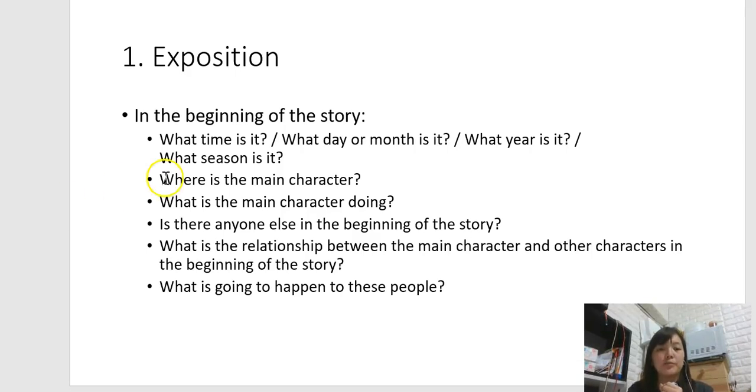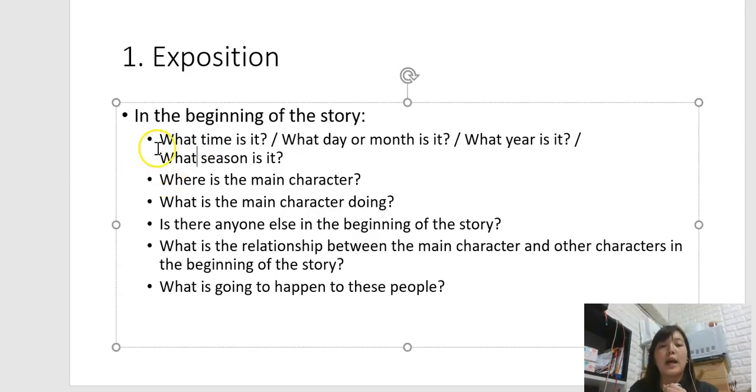Exposition. What is exposition? It's the beginning of the story. So ask yourself this question. What time is it? What day, what month, what year is it? What season is it? So these would actually affect how the story is developed. Okay, is it present? Is it in the past? Or is it in the future? Think about time setting. And afterwards, where is the main character? In which country, which city, or a particular location? Okay, think about it. Where is the main character when the story begins?